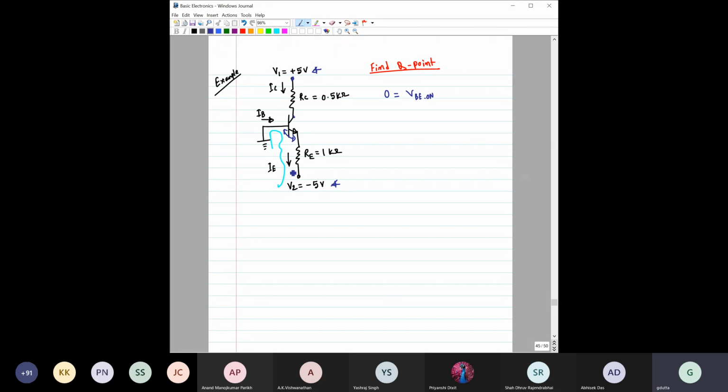And what is this current? This current is IE, right? Plus IE RE, right? Plus this one. So plus this means plus V2. Plus V2 means actually here it will be minus, right? Minus of 5 volt. So that makes this loop, KVL along this loop. Is this fine to all of you?